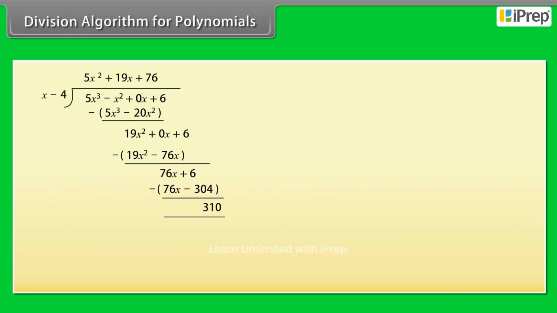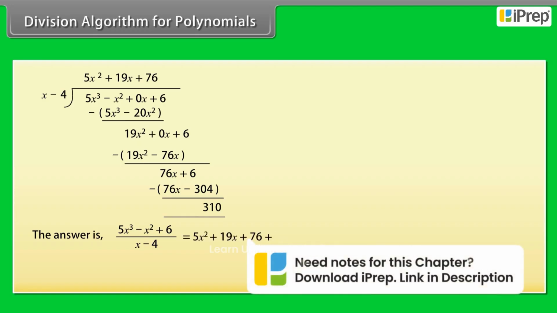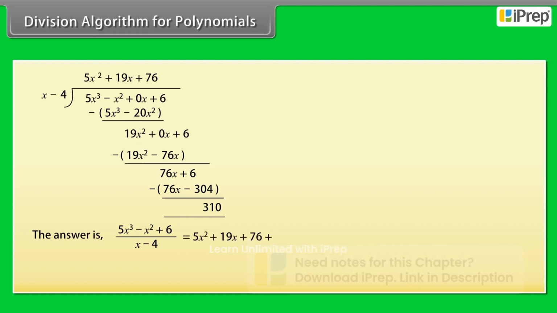Here is the rest of the work for this example. Okay, now that we have got this done, let's remember how we write the actual answer down. The answer is (5x cubed minus x squared plus 6) upon (x minus 4) is equal to 5x squared plus 19x plus 76 plus 310 upon (x minus 4).